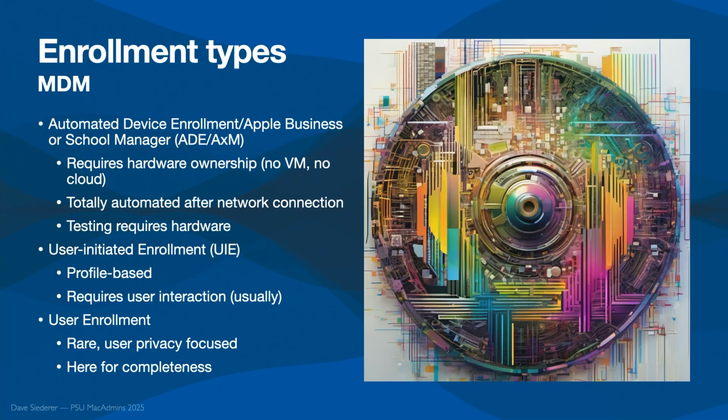A lot of this, again, is probably very familiar to you. The biggest thing with ADE is you do need that hardware in order to test. There used to be a way to spoof a serial number, more so in the x86 days, and I think there may be something new coming along on that, but don't hold me to that. But just going over the enrollment types, because ADE is probably what we're most likely using for most things.